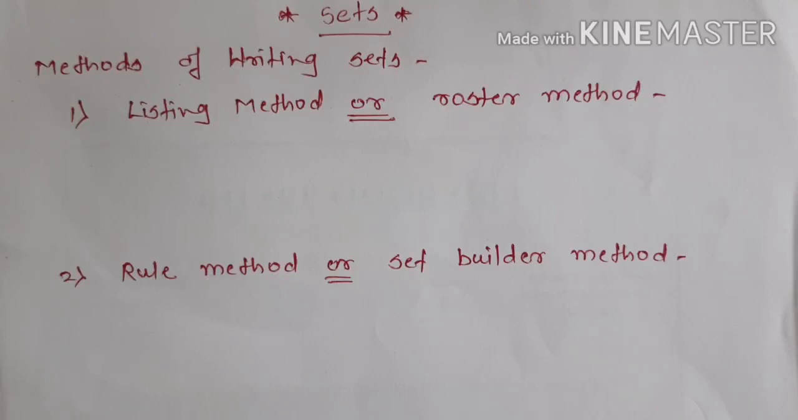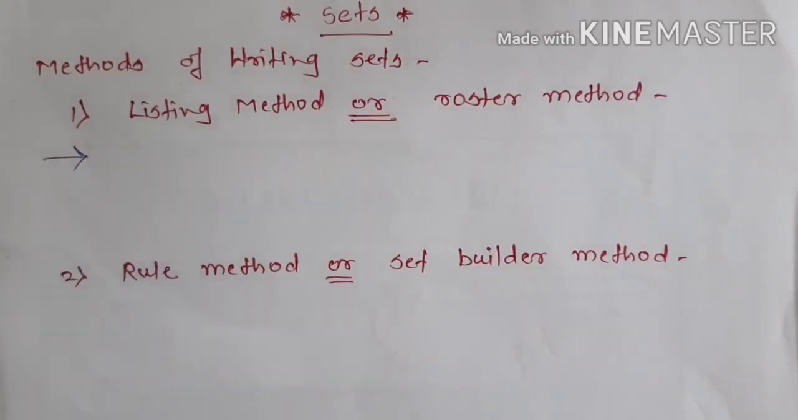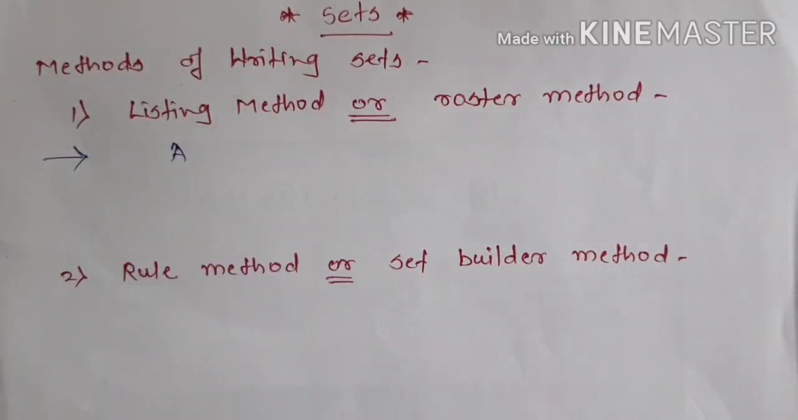Now, before that, we have studied the methods of writing sets. There are two methods of writing sets. The first method is the listing method or roster method, and the second one is the rule method, which is also called the set builder method. First of all, we'll solve one example by both of these methods. Suppose there is a set A which contains natural numbers from 1 to 10.